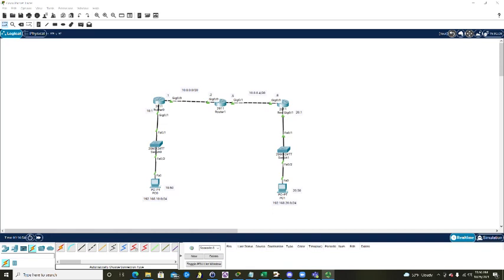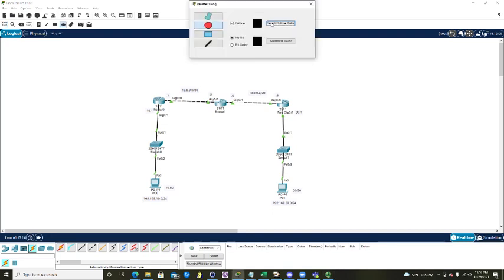So what you're seeing on the screen is a small topology. We have three routers right here: one on the left hand side, R0, one in the middle, router 1, and one on the right hand side, router 2. And then two PCs down below.